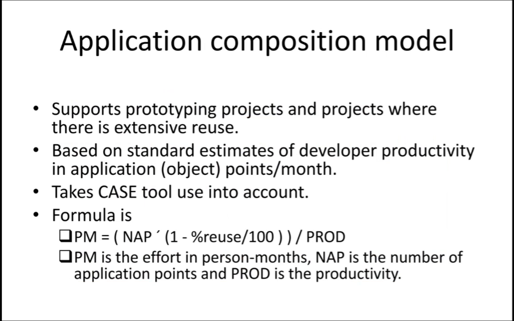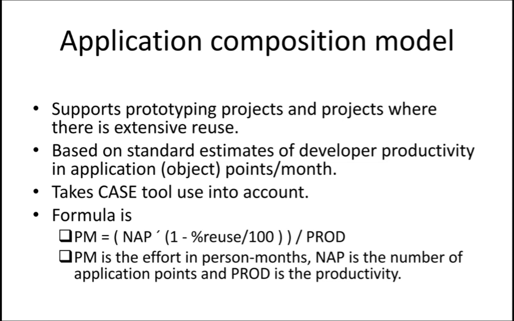The application composition model supports prototyping projects and projects where there is extensive reuse. I told you, when you are reusing already developed components, that means components already used in your existing project, you should go for the application composition model. Right? So based on standard estimates of developer productivity in application points, you have to calculate application points based on months or weeks here. Right?